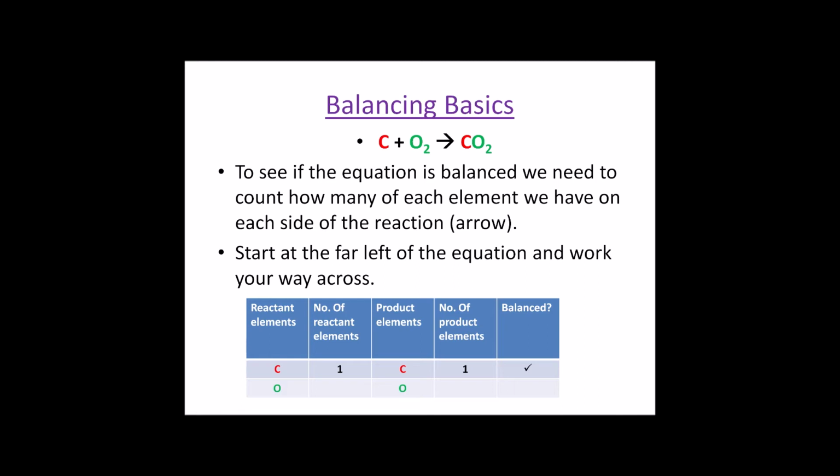Next step, the oxygen. We've got O2, so that means we've got two oxygens, this time on our reactant side, and on the product side, again, we've got O2. So again, we've got the same number of oxygens on each side, so they're balanced. Because all the atoms are balanced, the equation is balanced. Nice and simple.